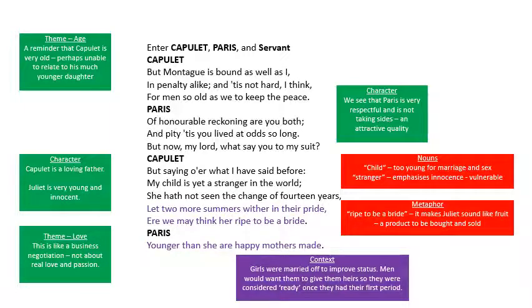The last thing to make a note on these bits, year 11, is for AO3, which is context. And it's just worth making a note on the page to help your revision later in the year. But this was perfectly traditional. Girls were often married off to improve the status of their family. Men would want them to give them heirs, and so they were considered ready once they'd had their first period. That meant that they were able to have children, and you might as well just get them married ASAP.